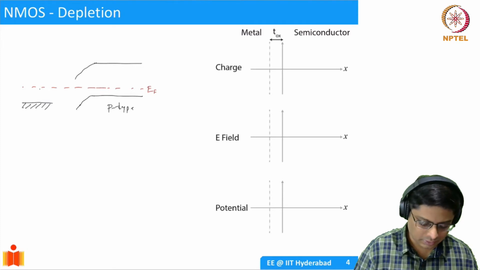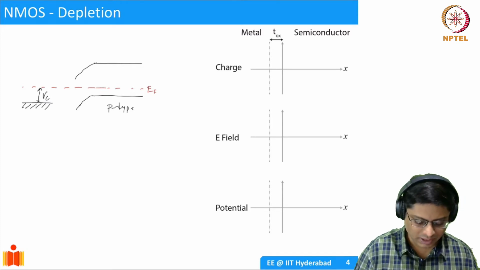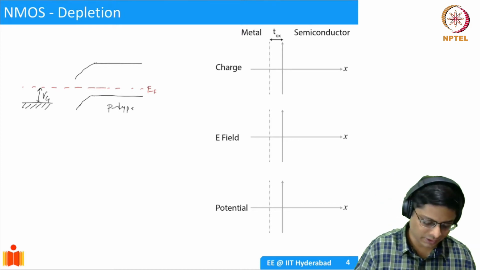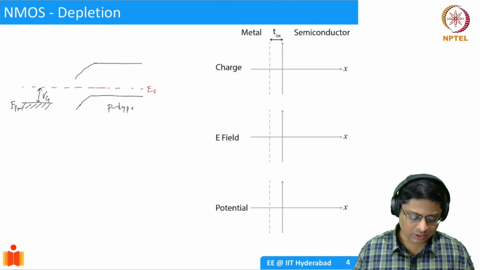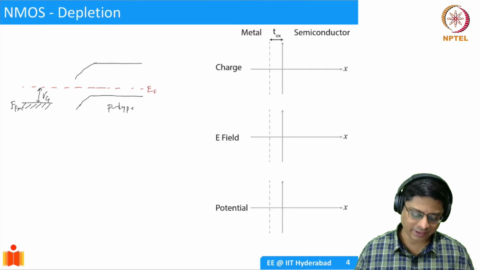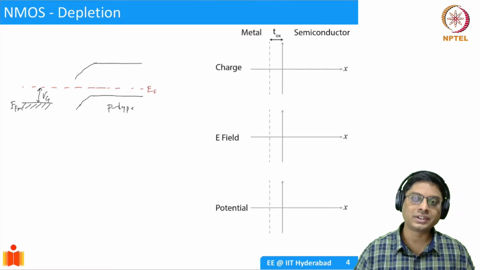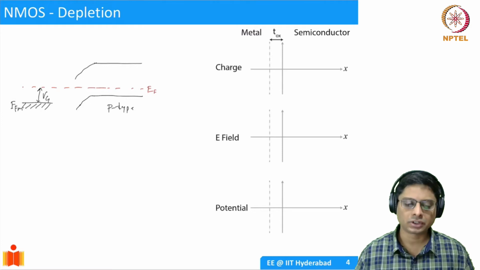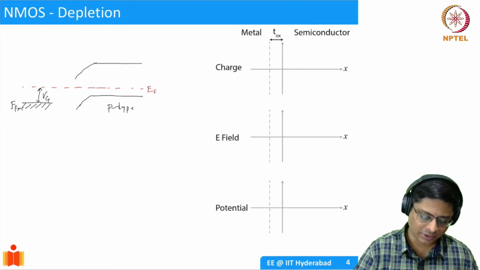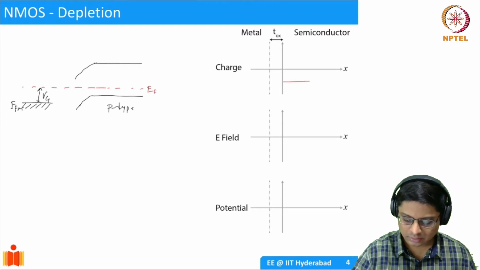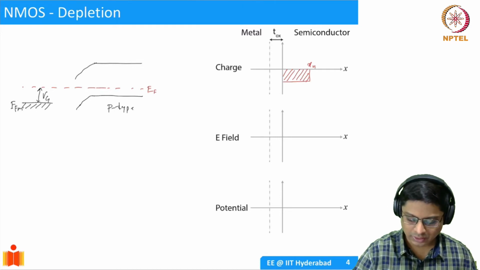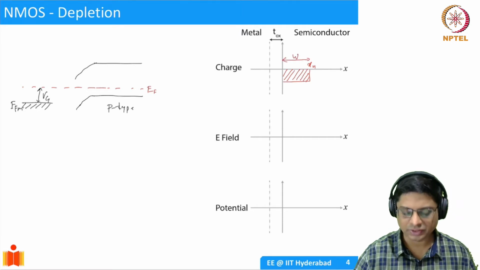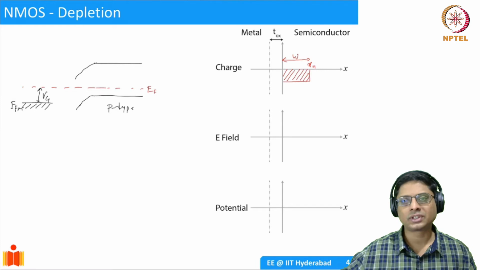This is my VG. I'm applying a positive voltage, so it is moving down. This is EF of metal. Essentially what we have is we have pushed the holes away. So there is a negative charge in the semiconductor. We can draw the block charge diagram by introducing, let's say here, a block charge like this. This is my Xn, or I could call this the width of the depletion region. So I'm pushing my holes away, so I'm creating a depletion region.